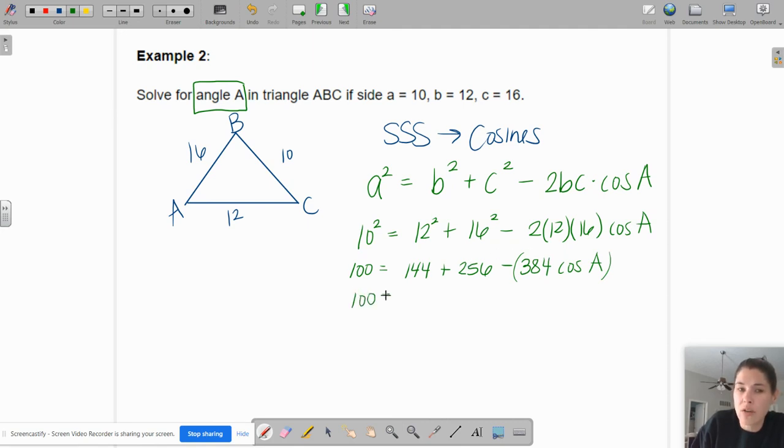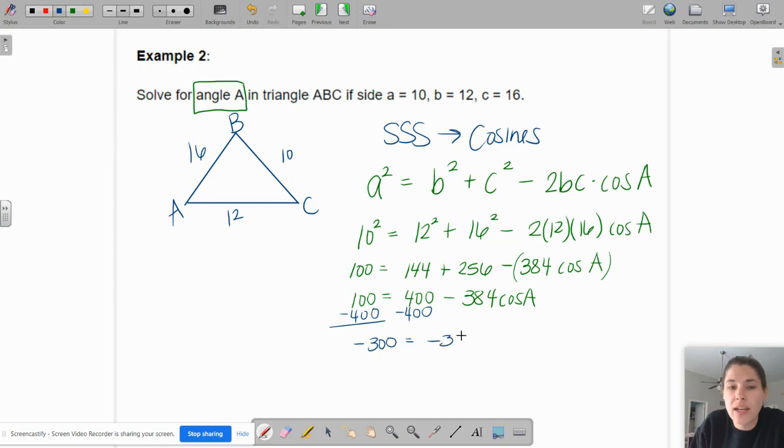Okay, so really we have 100 equals, if you added the 144 and the 256, that's 400 minus 384 times the cosine of A. But I can't do 400 minus 384 because the 384 is being multiplied by the cosine of A. So if I'm going to try to solve for A, I need to get the cosine of A by itself. So the first thing I'm going to do to both sides is actually take away the 400. So we get negative 300 equals negative 384 times the cosine of A. So now to get the cosine of A by itself, we're going to divide both sides by that negative 384.